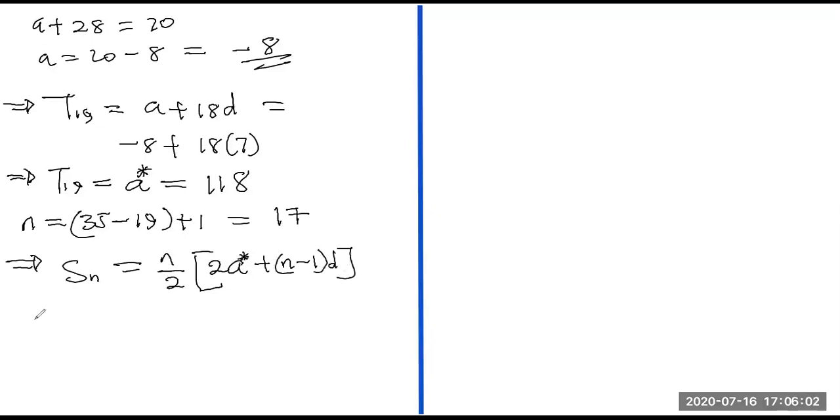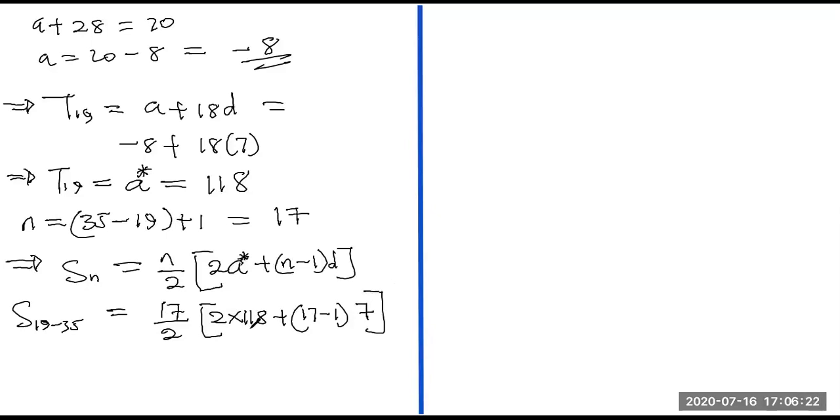So we now substitute: sum 19 to 35 is equal to n, which is 17, divided by 2, into 2 multiplied by 118, plus 17 minus 1 multiplied by 7, the common difference. Of course, with your calculating device, you should be able to solve this. 17 minus 1 is 16, times 7, you have 112, and of course, this one you are going to have 236.